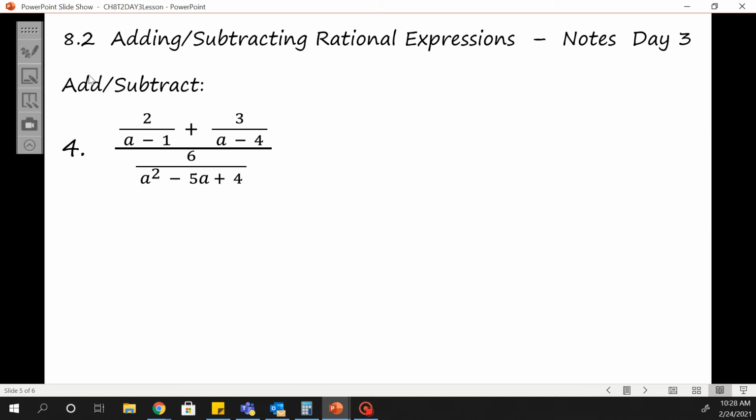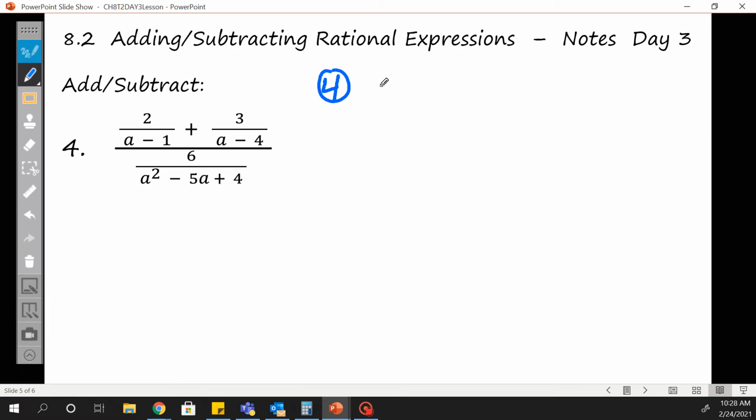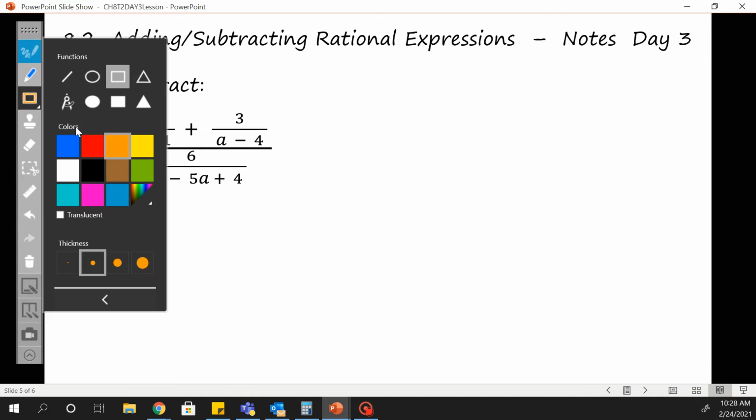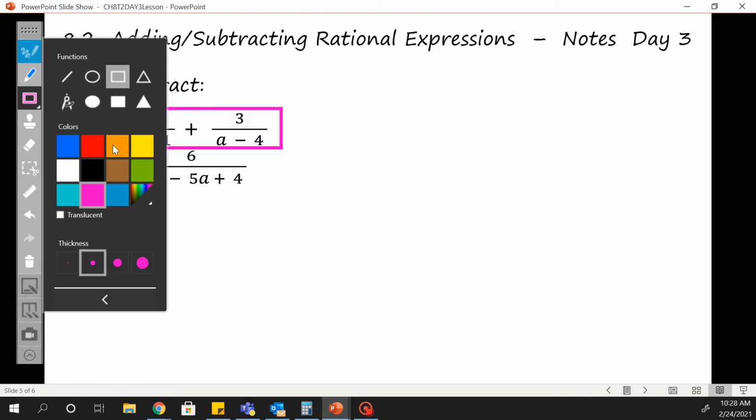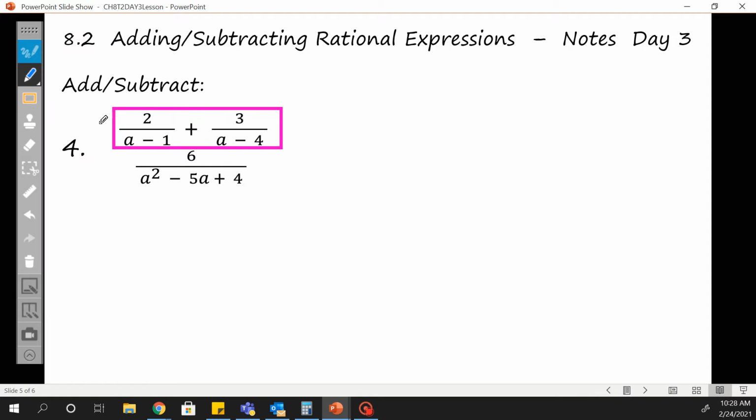And then our last example, number 4, I have 2 over a minus 1 plus 3 over a minus 4 divided by 6 over a squared minus 5a plus 4. Once again, we'll look at this as 3 problems, except there's nothing to do with the denominator. It's already simplified, so all I have to do is simplify the numerator here.